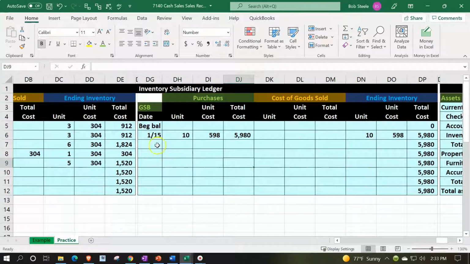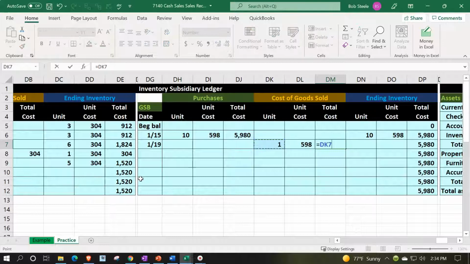Found it. I got distracted. It's in DJ7. So we're on 119, and we're going to say that we sold 1 of these. They cost $598. That's the cost, not the sales price. 1 times 598 is that. Pulling it over to the ending inventory, multiplying that out.